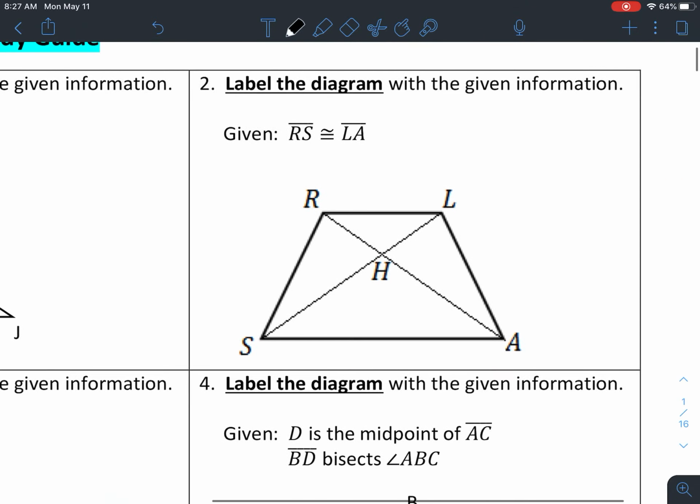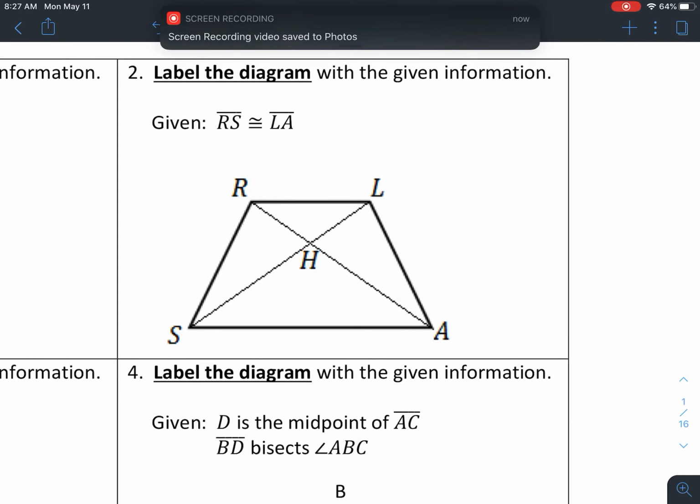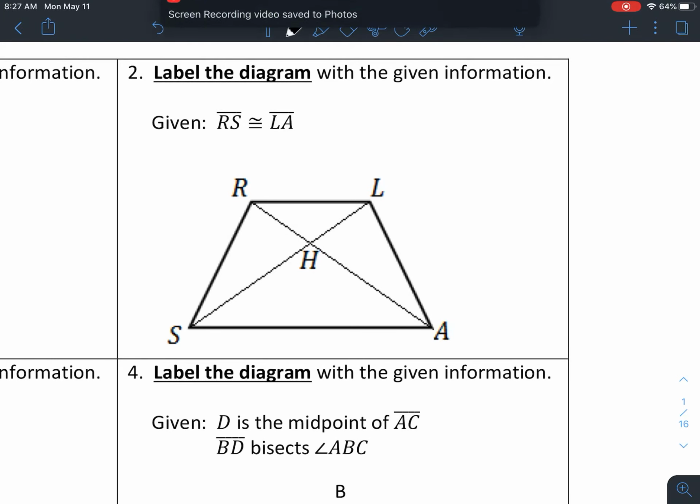angle. Number 2 is line segment RS is equal to line segment LA. So to do so, all you have to do is make a little line like that telling me that those two line segments are the same. That is how you can pass Power Standard 1.